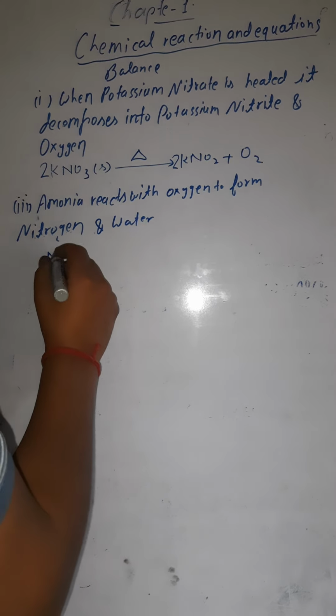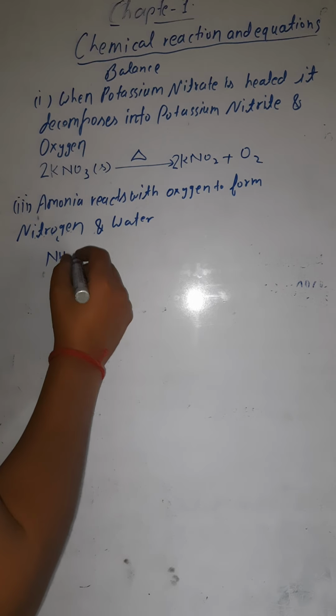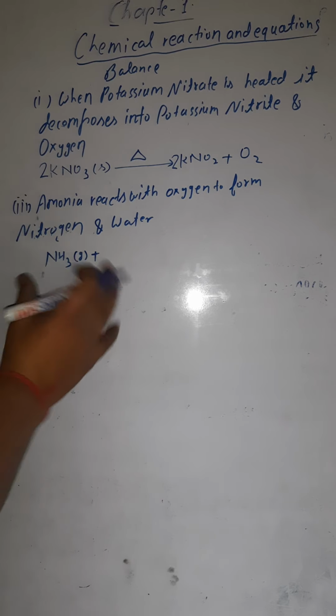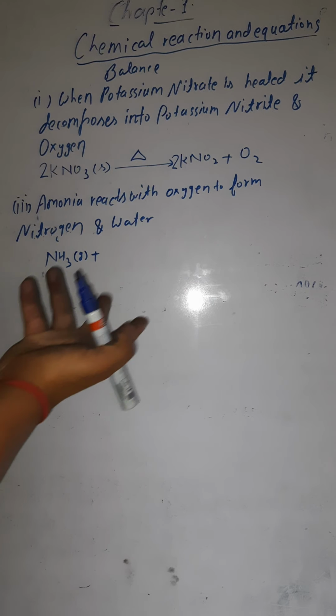Just write the chemical name now. Ammonia, that is NH3, and it is reacting with, the state of ammonia is what? Can you tell me? Gas. Its state is gaseous state. If you write the state of the compounds, it will be a more informative equation. To make an equation more informative, I have told you in the previous videos, you write their chemical state also.